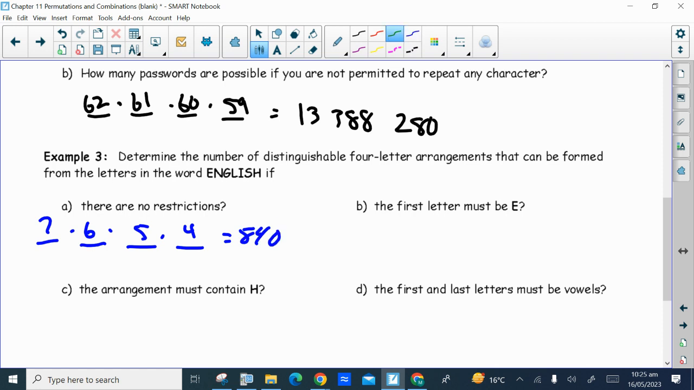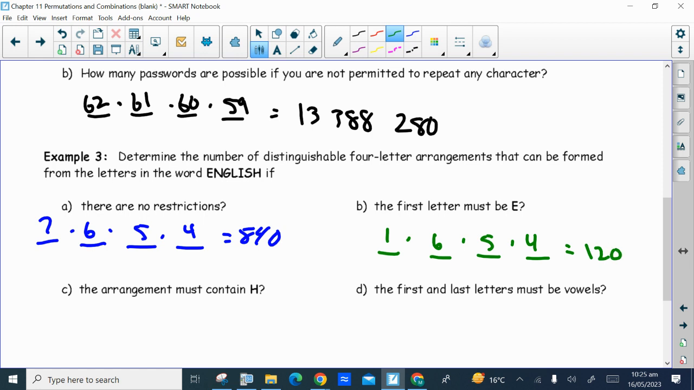So now what about if we have some restrictions? Part B says, what if the first letter must be the letter E? So we're still arranging 4 of the 7. So we'll mark down 4 spaces. However, in this case, there's only one choice for the first letter. It has to be an E. One choice. We started with 7. We've put the E in the first position. Now we have 6 choices for the second letter. And then 5, and then 4. So 6 times 5 is 30, times 4 is 120.